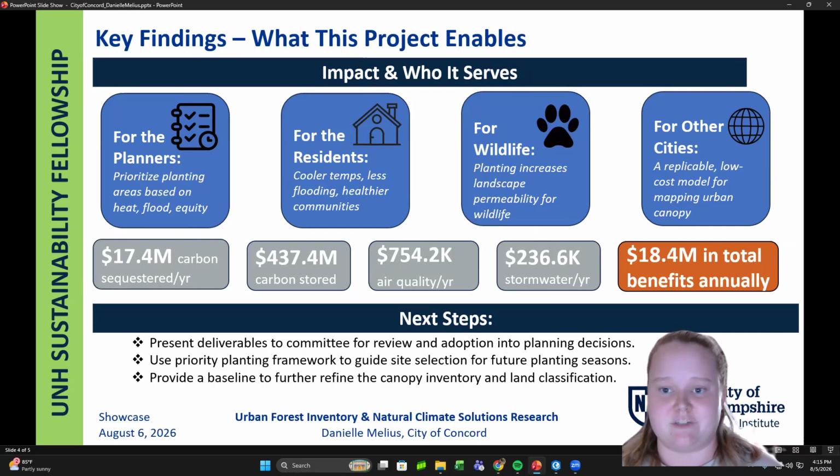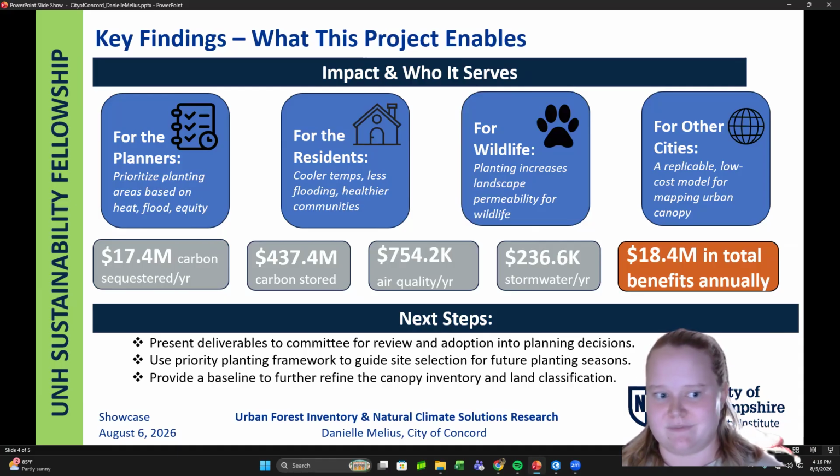And of course, as I mentioned before, this would provide a low-cost model for mapping urban canopies so that whether that be another city or small towns can take this information and map their own canopies. iTree was able to give us the values of this information, which, of course, how else are you supposed to present the benefits and what this canopy does without putting it into money terms?